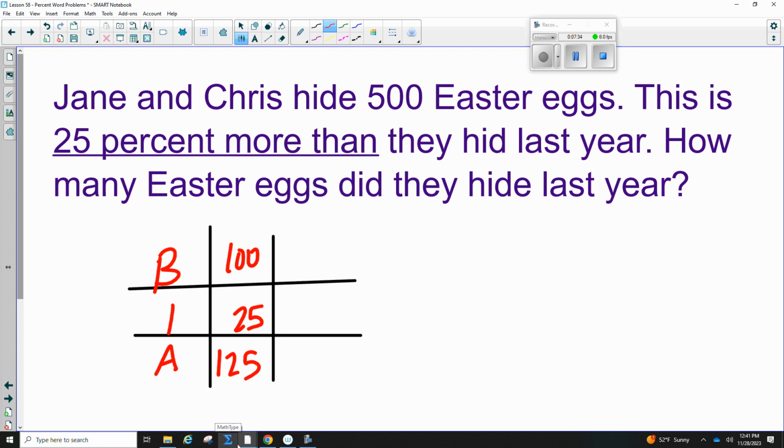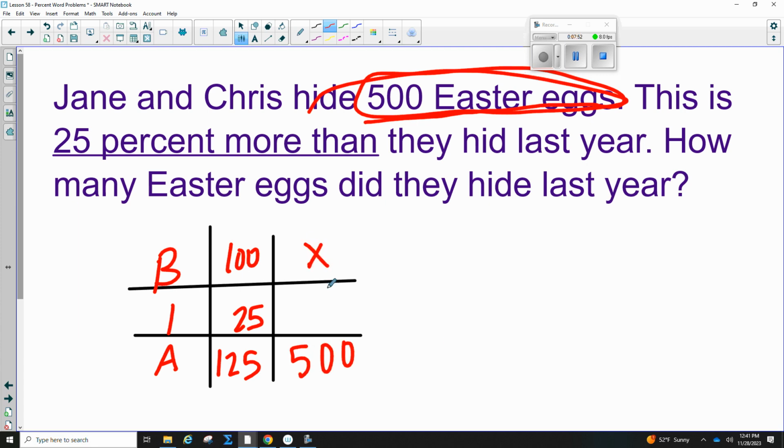They hide 500 Easter eggs. This is 25% more than last year. This meaning these 500 Easter eggs is 25% more than last year. Where does that 500 go? Yeah, it goes at the bottom. How many did they hide last year? That's the before. Cross that off, and I'm assuming you can cross multiply those and get your answer. So make sure your answer is less than what you started with, just so you know. I don't know what the answer is actually, because I don't have it on here. Anyways, I believe you can do it. All right, let's try it.